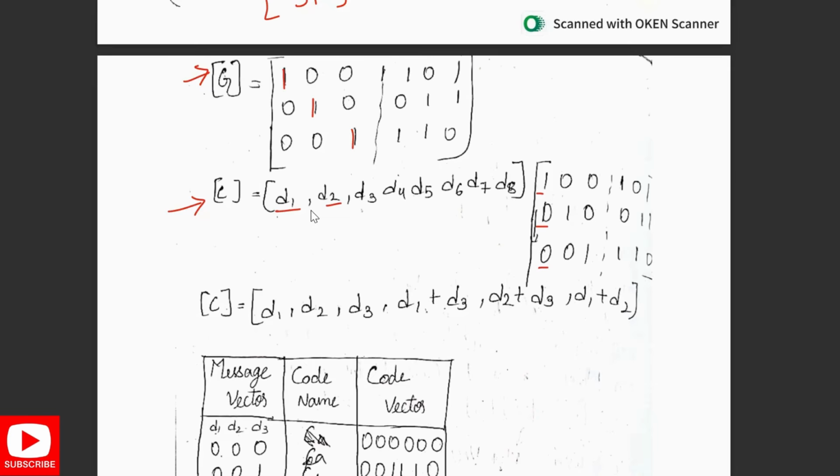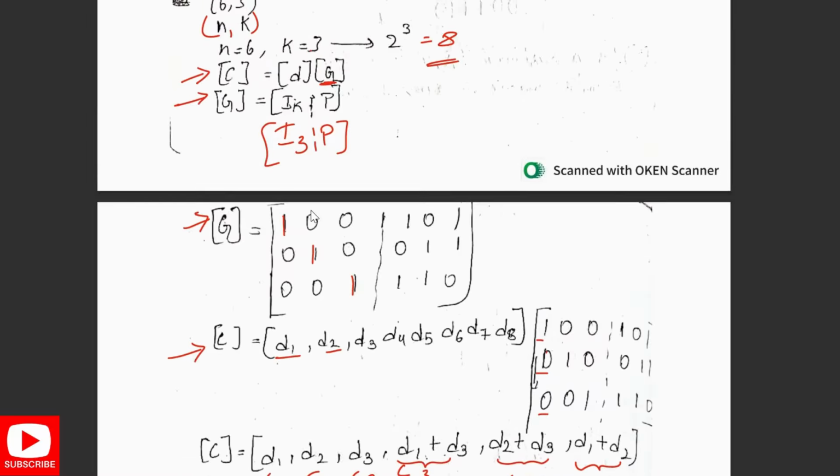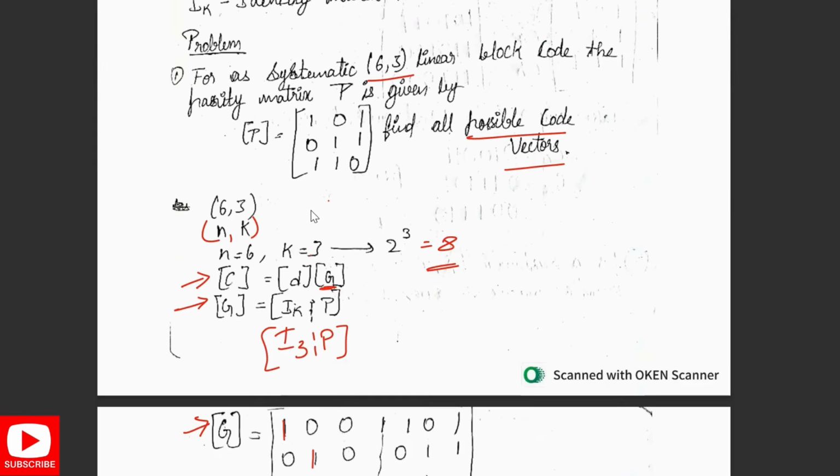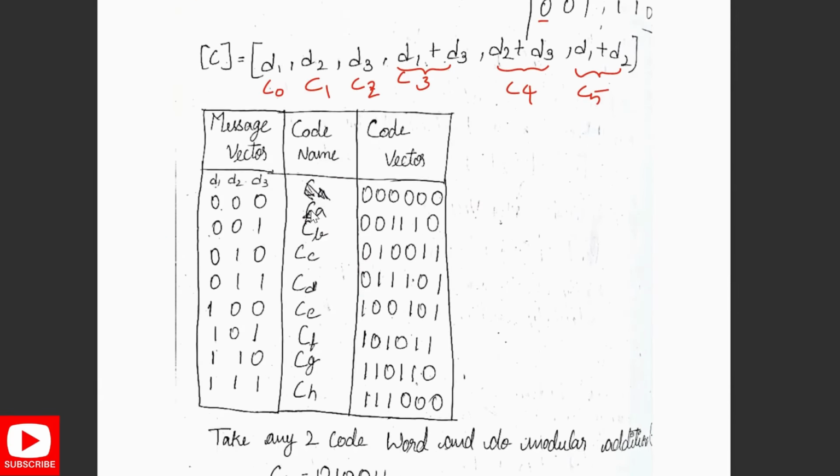Once you multiply it like that, you get D1, because the other two are 0, and then D2. This is my C0, this is my C1, this is my C2, this is my C3, this is my C4 and this is my C5. So this is how you write it.